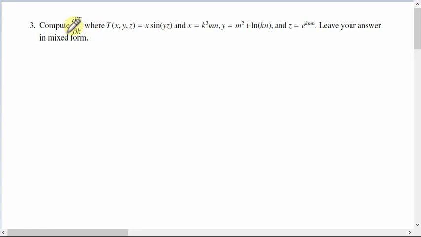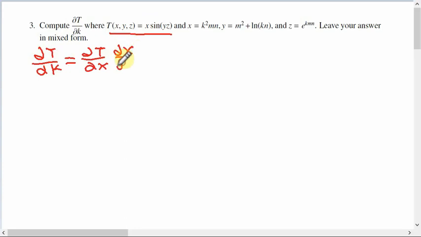Number 3, I'm going to take the partial of this function t with respect to k. So this is going to require the multivariable chain rule. I just start by writing down what I need to take the derivative of: the partial of t with respect to k. Well, the first thing I run into is the variable x. So I'm going to take the partial of t with respect to that variable first, and then the partial of that variable with respect to k.